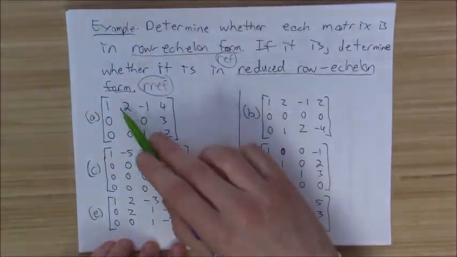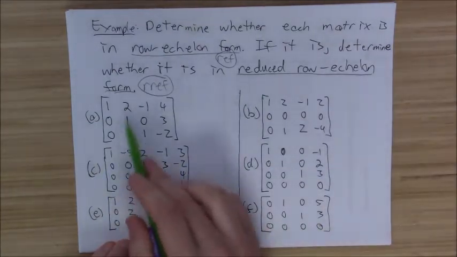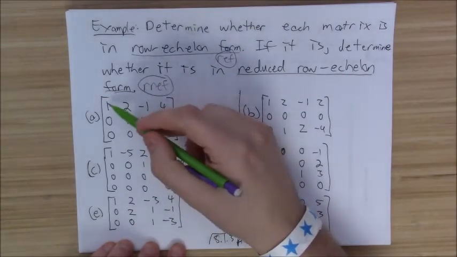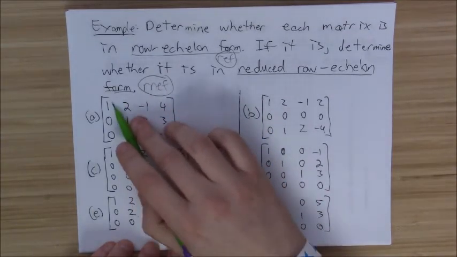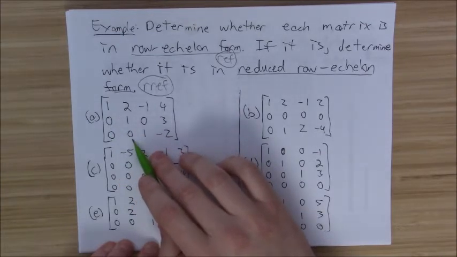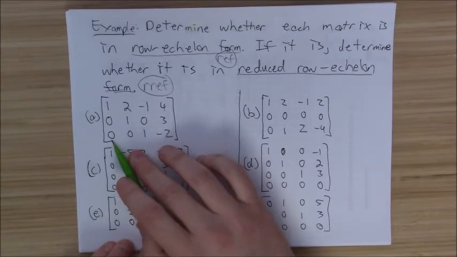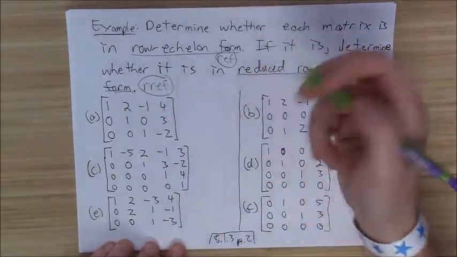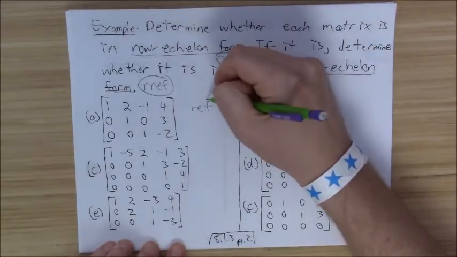So here we go through and ask, are there any rows consisting just of zeros? And the answer is no in part A, so we don't have to worry about that first condition. The second condition asks, do we have leading ones? Well, yes. Every first non-zero entry is a leading one. And as we go down, we see that wherever there's not a leading one, there are zeros on the left side, so that actually is row echelon form. So this is in REF.